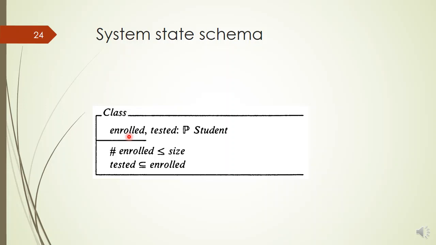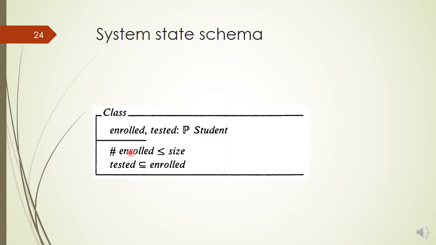There are two system state variables. The first system state variable is enrolled, and the second system state variable is tested. And both the variables are set variables because both are declared on the power set of students, and the power set of student is basically the set of all possible sets of student.